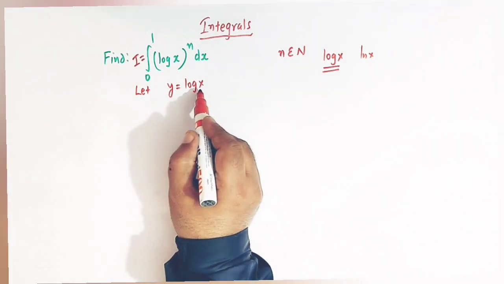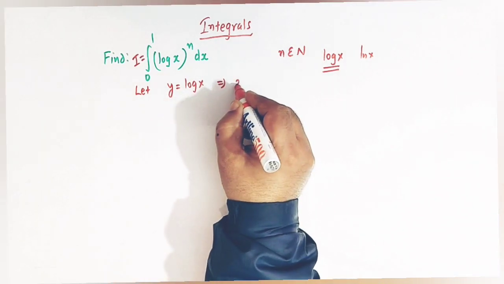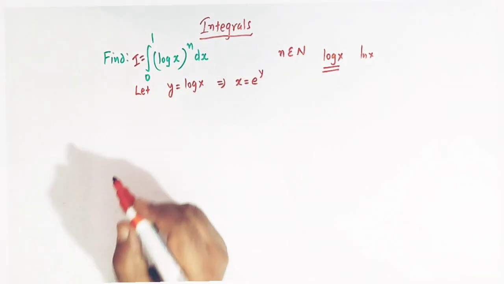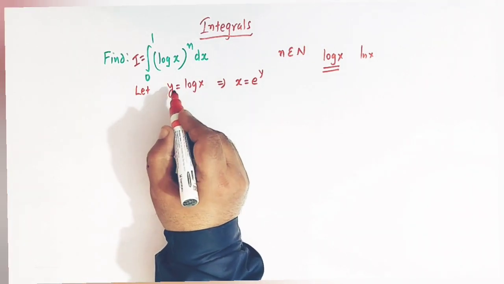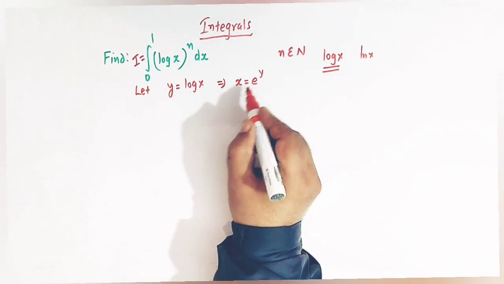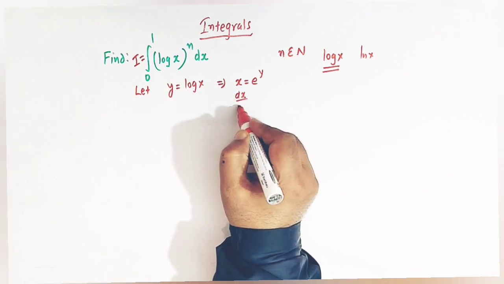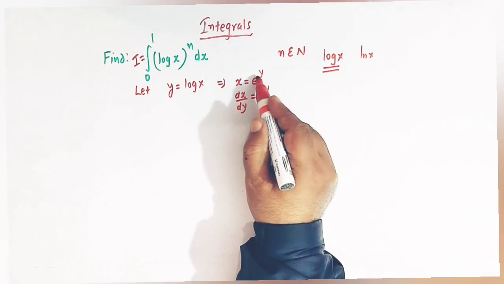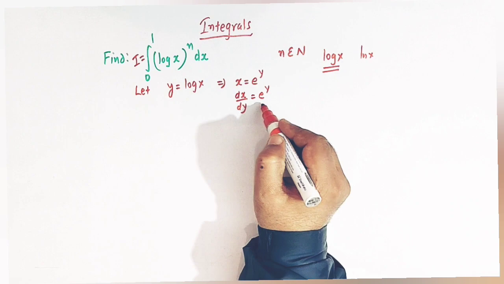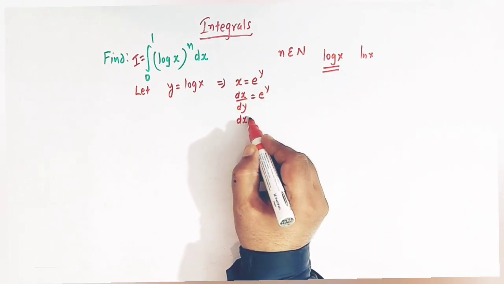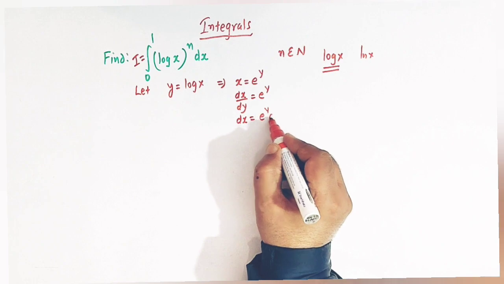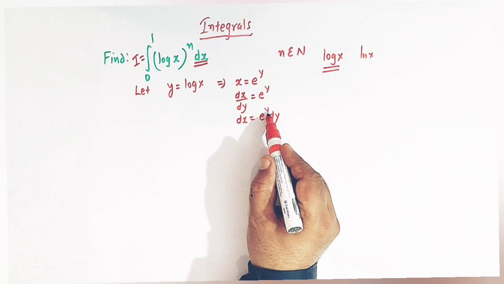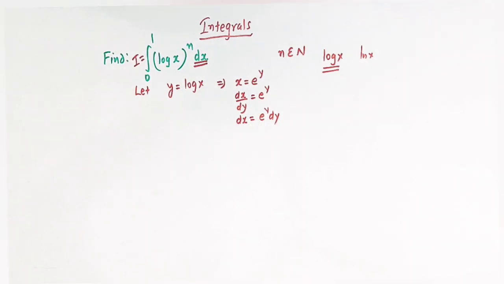So when we take y is equal to log of x, it implies that x is equal to e raised to y, right? Okay, now if we differentiate x with respect to y, then we have dx over dy is equal to e raised to y, because the derivative of e raised to y with respect to y is e raised to y. So now we have dx is equal to e raised to y dy, right?